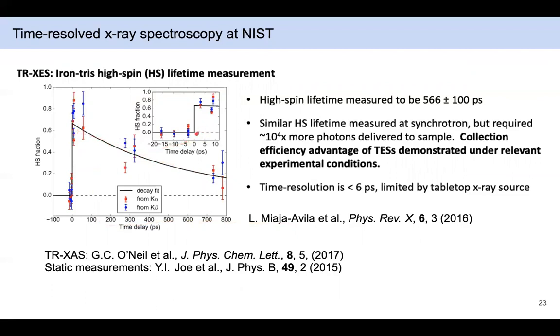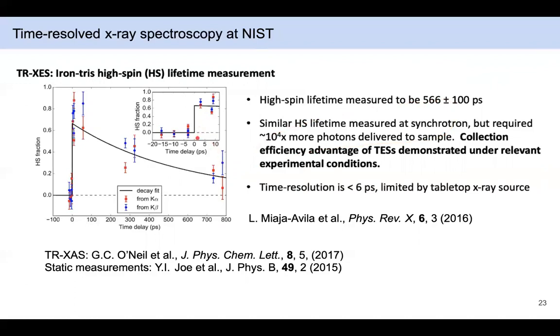Our data show a fast rise of the high spin fraction at time 0, followed by an exponential decay of the high spin state that has a time constant that we measure to be about 570 picoseconds. That time constant is consistent with previously reported data that was collected from a synchrotron, but that synchrotron measurement required 10 to the 4th more photons delivered to the sample, which really demonstrates the collection efficiency of the TESs.